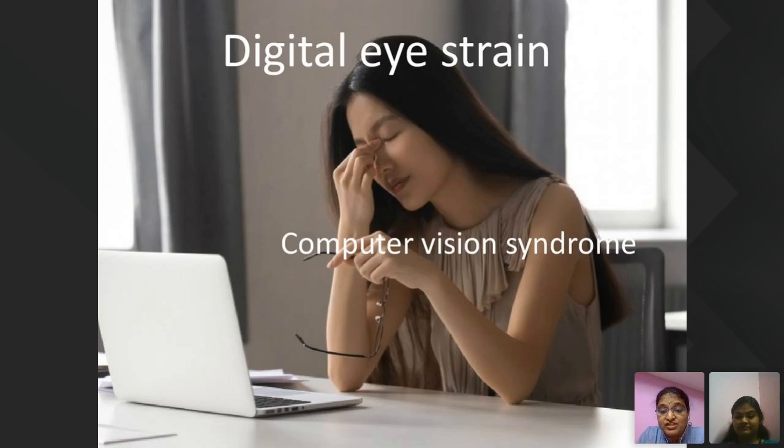And the third is the extraocular syndrome, with extraocular symptoms like neck pain. I am looking at this laptop with a forward head posture. Ultimately, it causes neck pain. Because of this neck pain, shoulder pain and back pain occur.